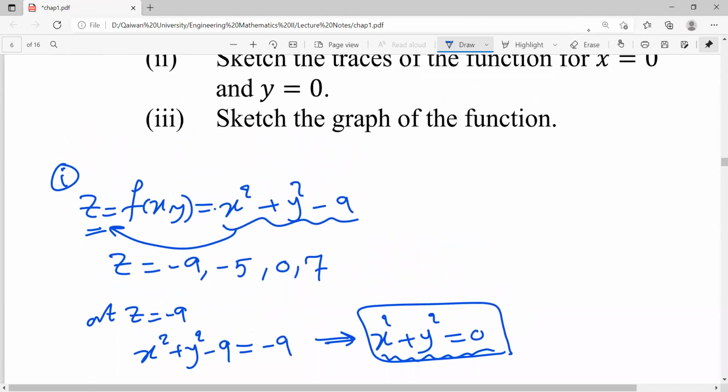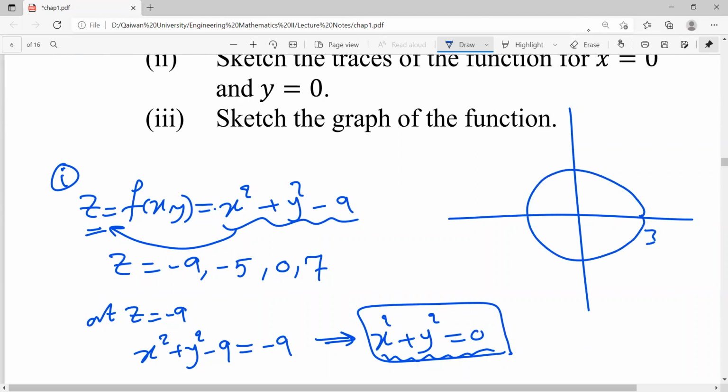Let me tell you why. If we have a circle with radius, let's say 3, this is radius 3. If it's radius 2, it's like this. If it's radius 1, and it becomes smaller and smaller, and the radius is 0, we get only this point. So the circle becomes only a point.